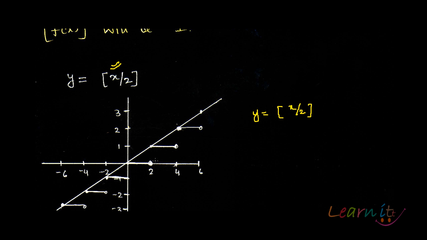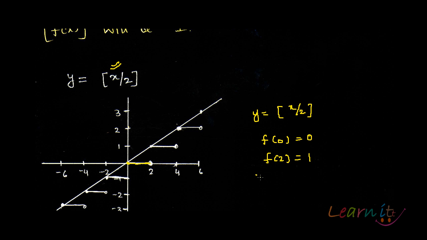It will essentially be something like this. From 0 to 2, when x is 0 to 2, it will just take the 0 value, f of 0. Now, f of 0 is 0, and f of 2 is 1.